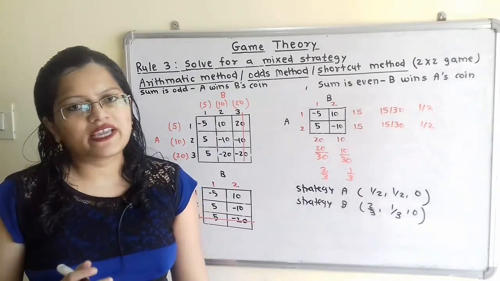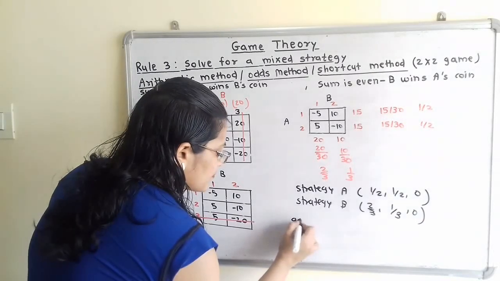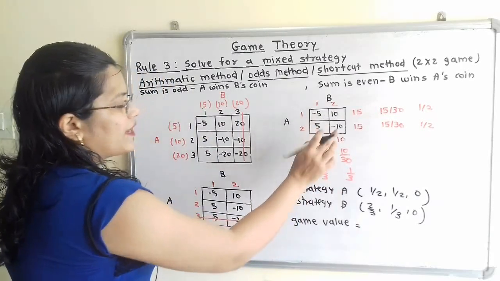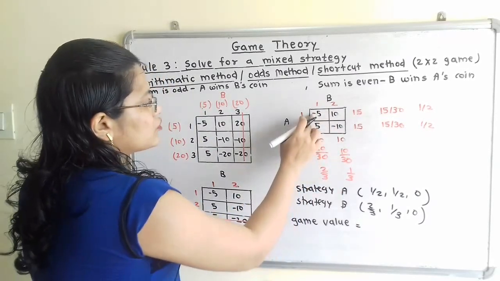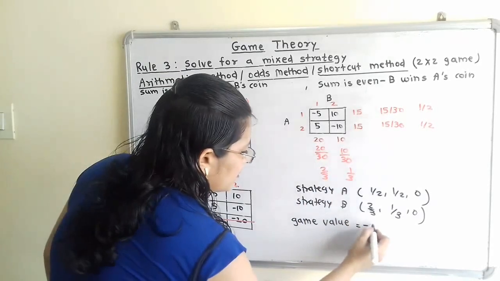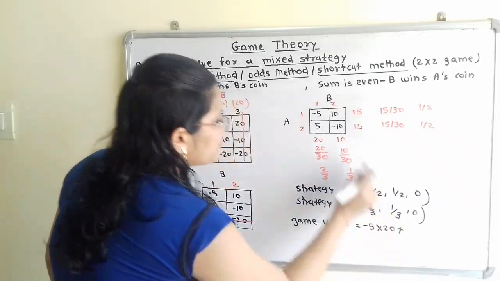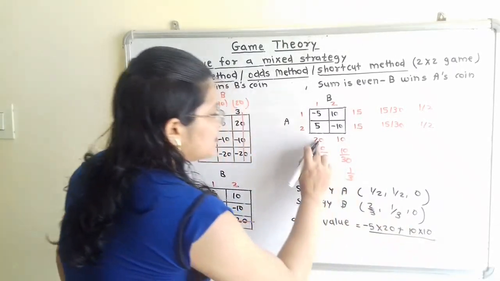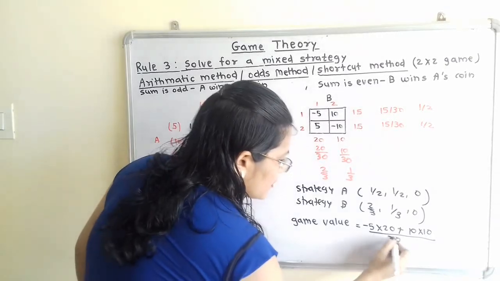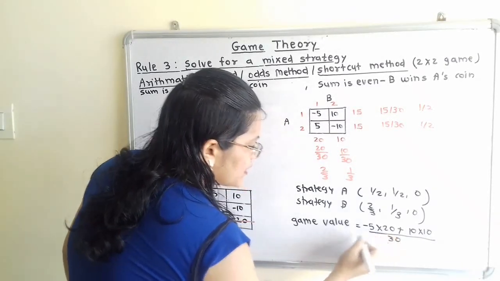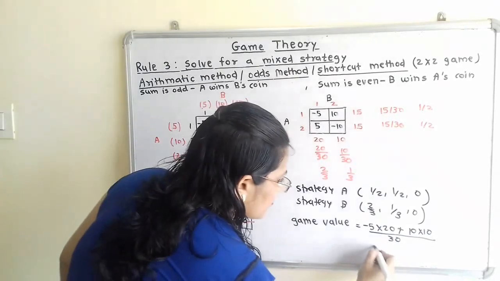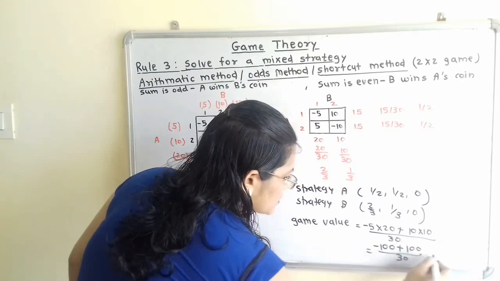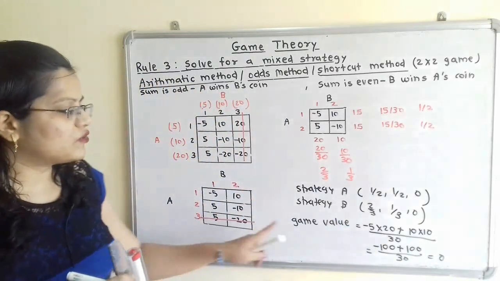Now we will find out the game value. We can use any elements from the row and column, so I will choose the first row. Minus 5 multiplied by 20 plus 10 multiplied by 10, divided by this 20 plus 10, that is 30. So now 20 multiplied by 5, that is minus 100, plus 100, divided by 30, which is equal to 0. So the game value is 0.